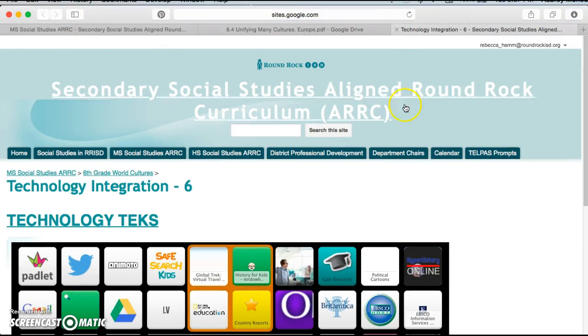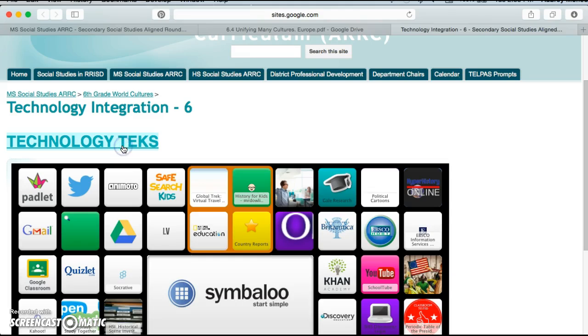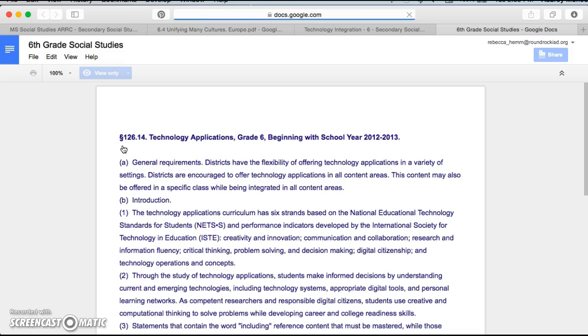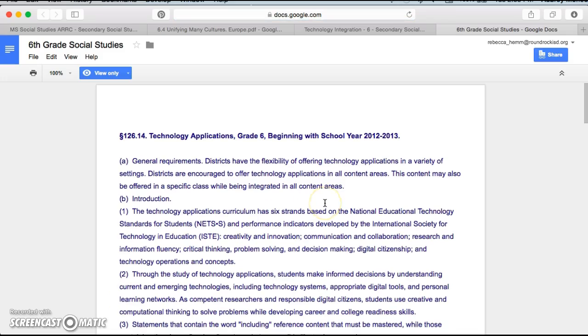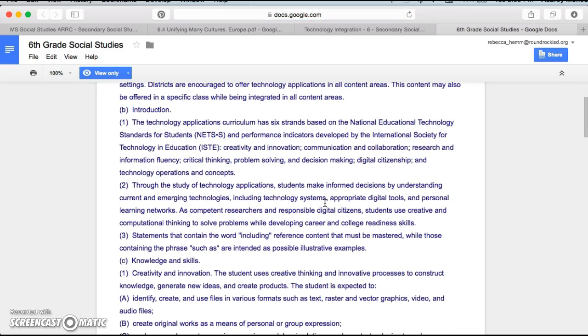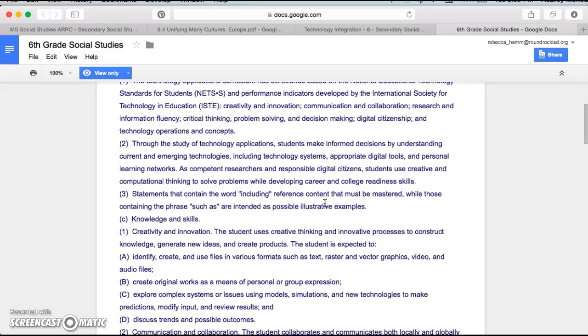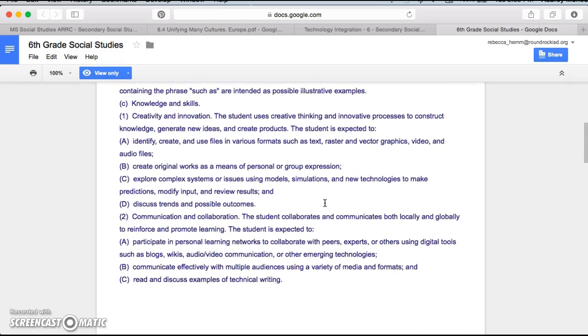Going back. Oh, and then if you click on this, the technology TEKS, it kind of goes in depth saying how technology could be used in the classroom, such as using blogs or wikis as personal learning networks for students to collaborate with their peers.